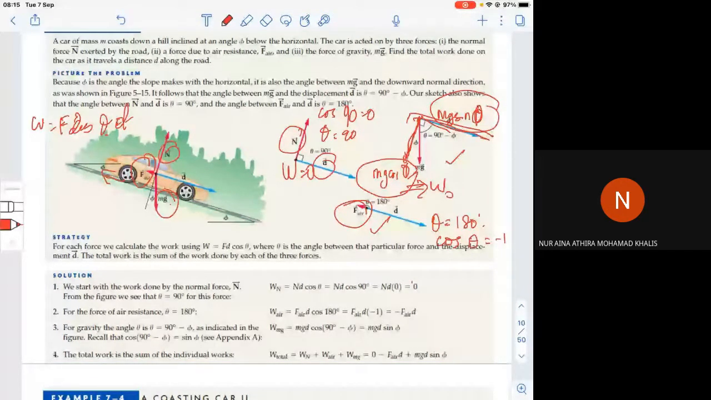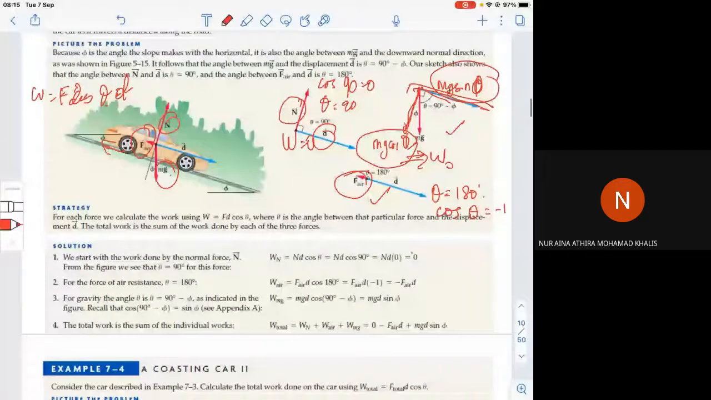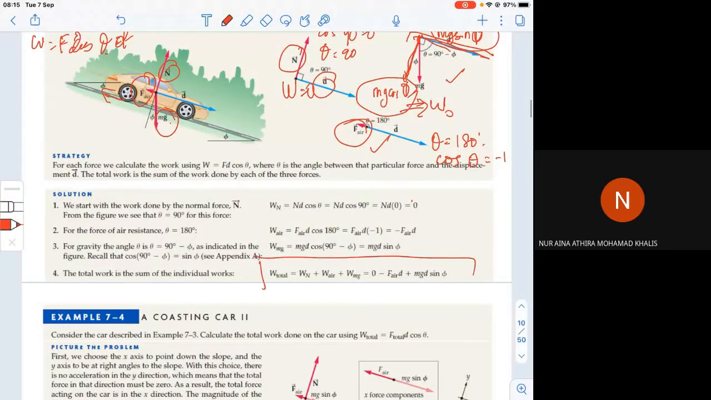When theta is 0, cos 0 will give you 1, and cos 180 is -1. It's just that we put a negative on that value. Okay, and then we add up everything to get W total here. So you can see here Wn is 0. Wa is negative F air D. Okay, why negative F air D?